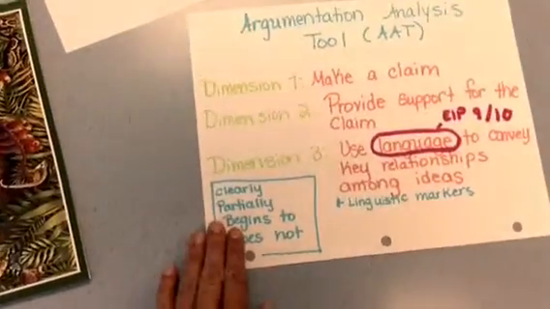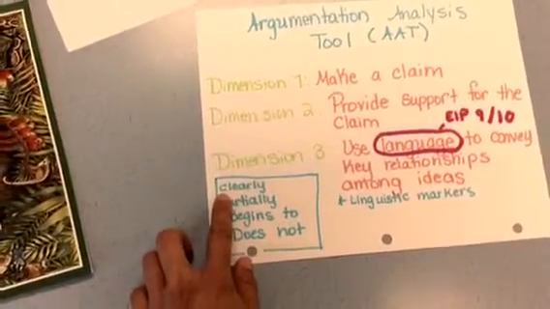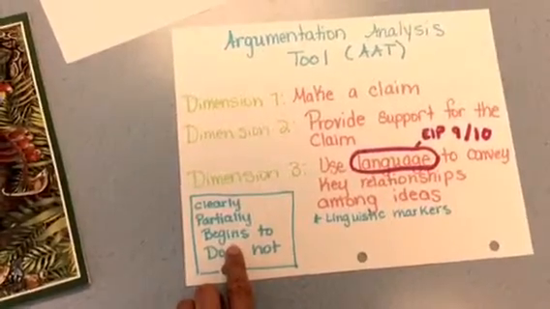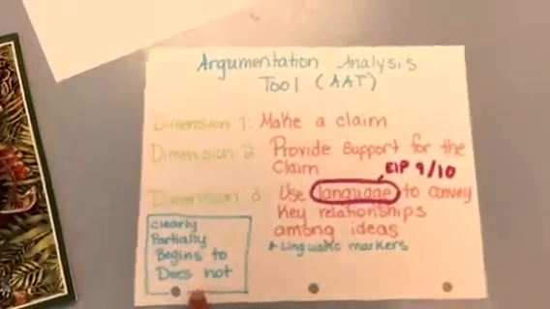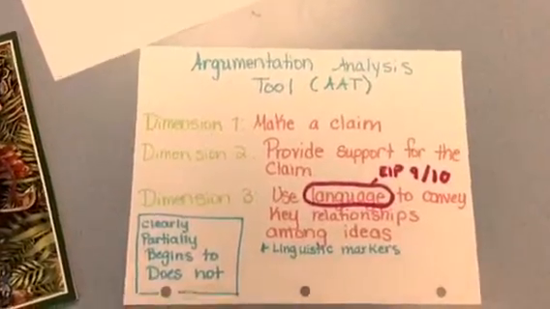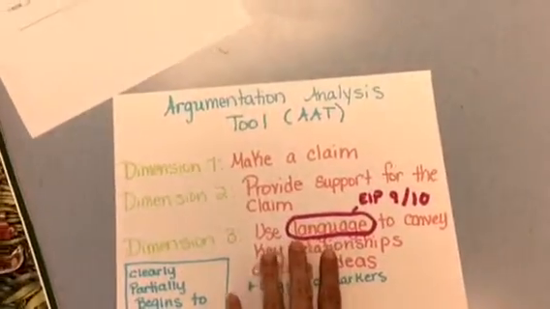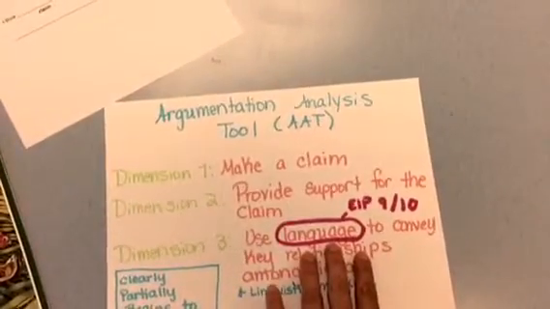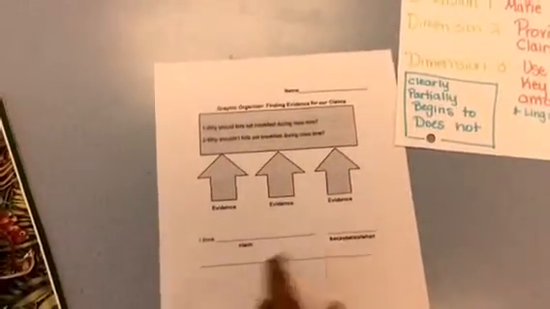And then we looked at how they met those dimensions. Did they clearly demonstrate that dimension? Did they partially demonstrate the dimension? Did they begin to demonstrate the dimension? Or did they not demonstrate that dimension? And then we can go back and look for what we need to work on with our students. We found that one of the key things that we needed to work on was making sure that everyone used that language in the sentence that they created based on the evidence that they came up with.